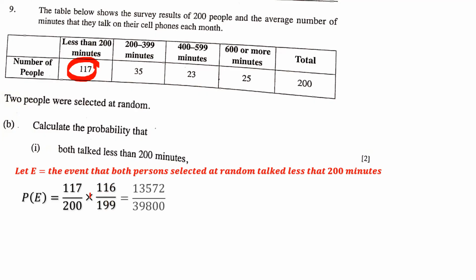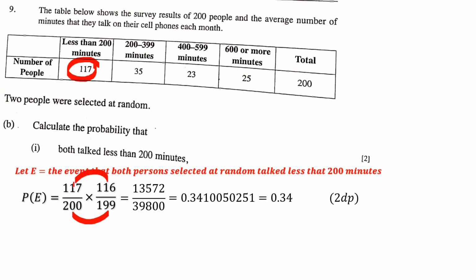So if we multiply, we get 117 multiplied by 116. That gives us 13,572. And if we multiply 200 by 199, that gives us 39,800. If we divide that, we get 0.34100502251. If we express that to two decimal places, the answer is 0.34.